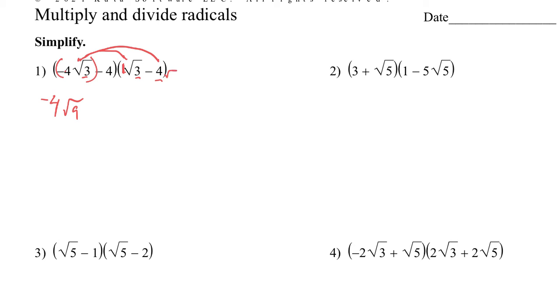This one doesn't have a radical, right? So you can put a 1 there if you want. And you multiply the negative 4 with the negative 4 and get a positive 16. Outside times outside, and then the 3 times the 1, inside times inside.